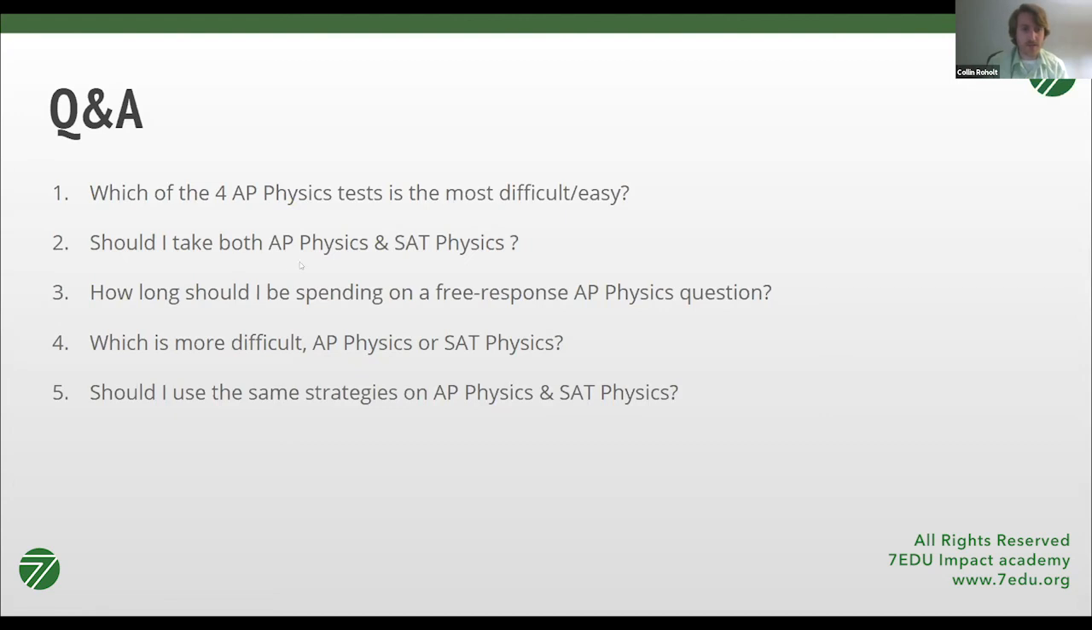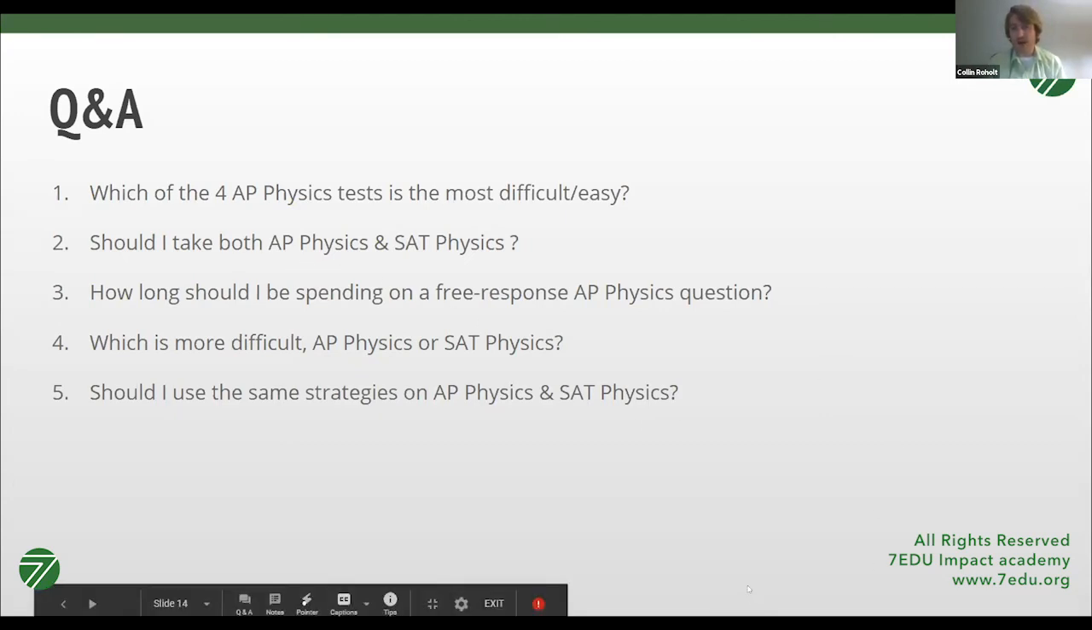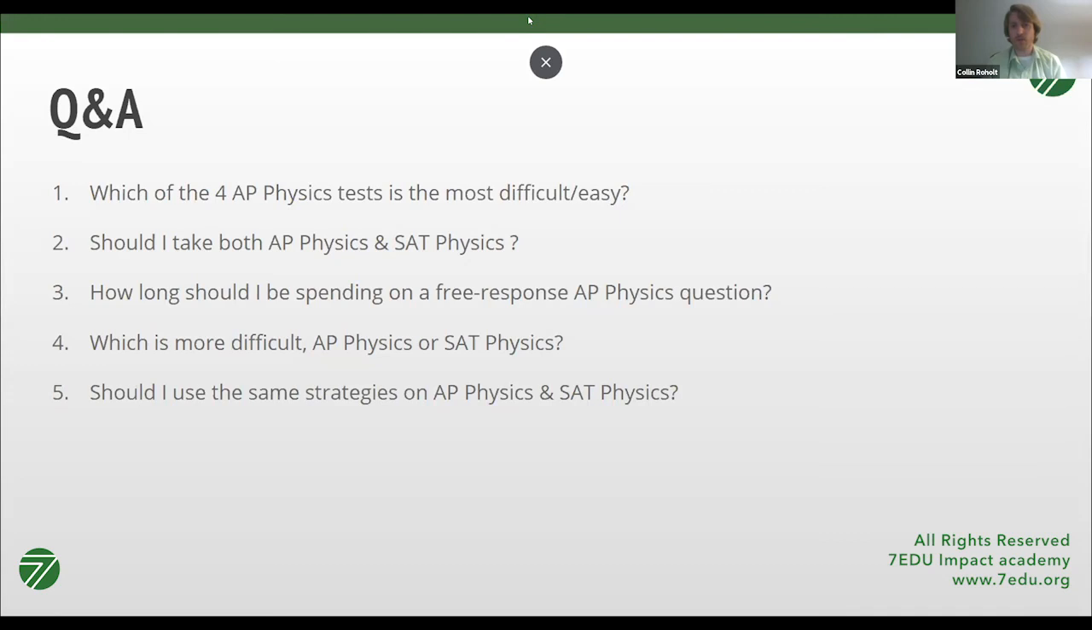Should I take both AP Physics and SAT Physics? I'd say why not? I would talk to the specific college you're applying to and see how they use those scores. SAT Physics is only going to help you for entrance.